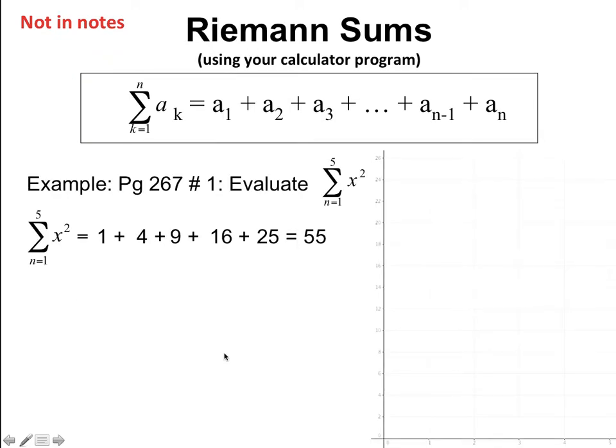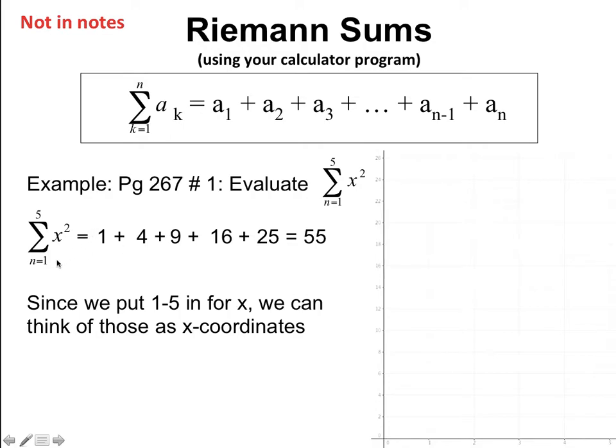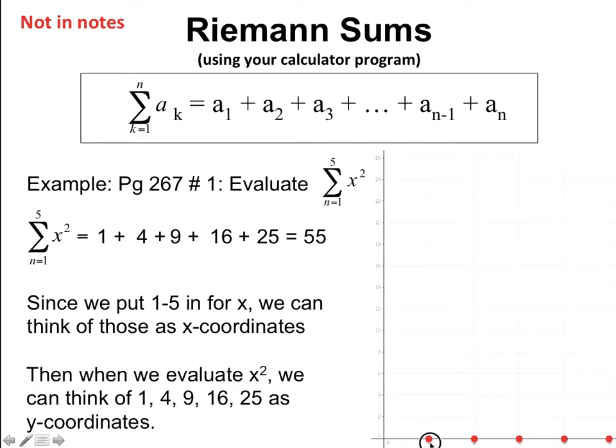So if we look at that from a graphical standpoint, we can put values 1 through 5 into our function, x squared. And so when we put 1 into x squared, we get 1. There it is. And when we put in 2 into x squared, we get 4. When we put in 3 to x squared, we get 9. When we put in 4 to x squared, we get 16. And when we put in 5 to x squared, we get 25.